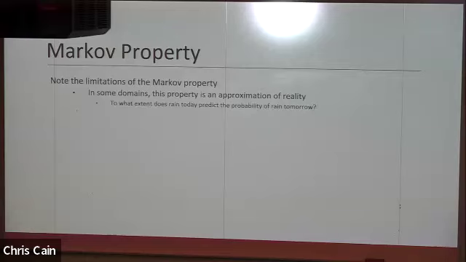So to what extent does rain today predict the probability of rain tomorrow? Any guesses as to the extent to which that is true? How accurate would that be? During hurricane season, probably pretty accurate. Yeah, there are certainly many more underlying factors.